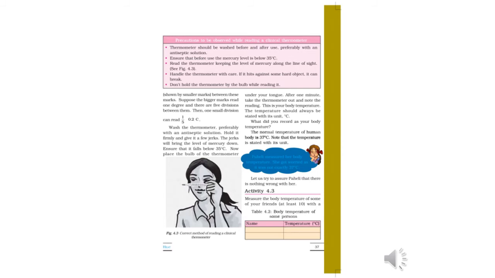First take the thermometer, wash or clean it with an antiseptic solution, hold it firmly, and give a few jerks so that the level of the mercury will come down below 35 degrees Celsius. Then place the bulb of the thermometer under the tongue, keep it for 1 minute, take it out and note the reading. This is your body temperature, and we always write temperature with degree Celsius or Fahrenheit. The normal temperature of a human body is 37 degrees Celsius.